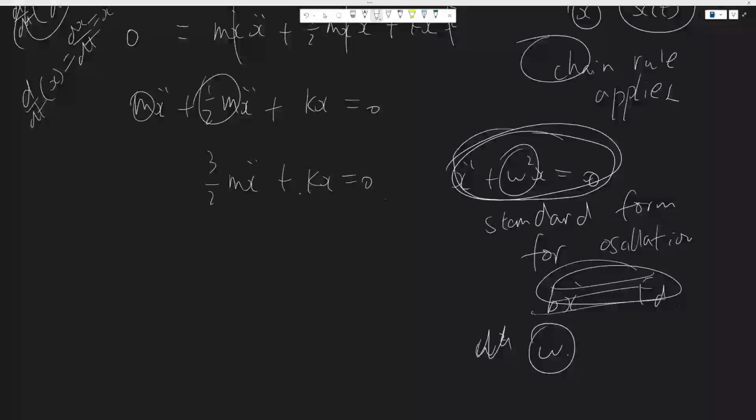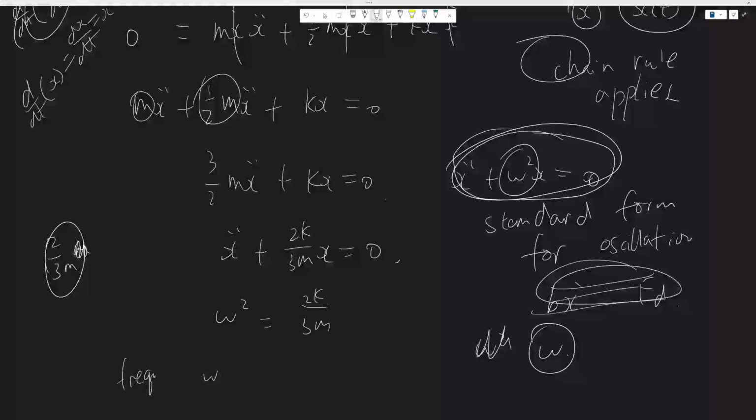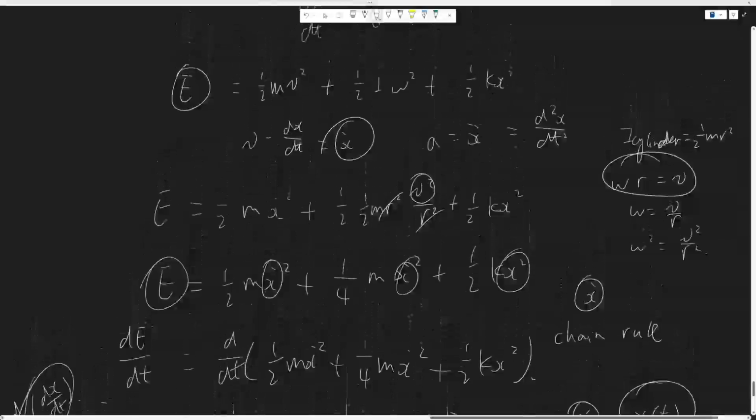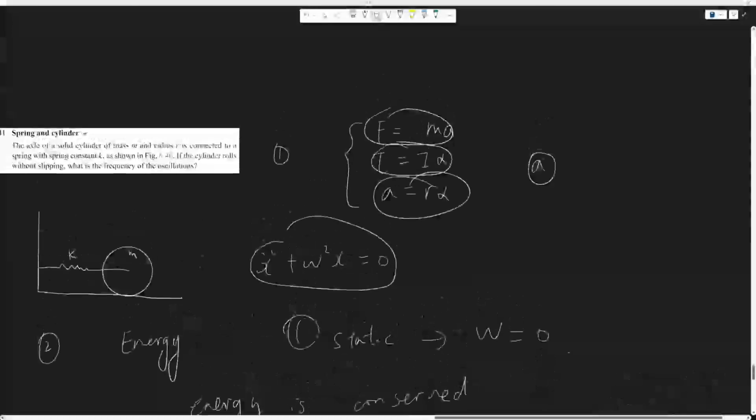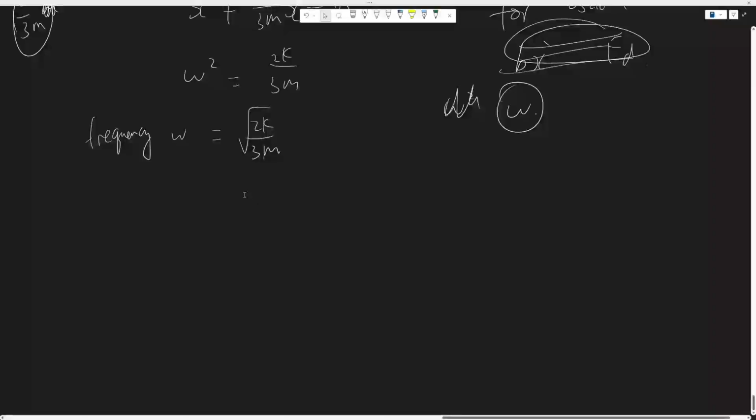And so now let's try to do that. Let's try to remove the coefficient in front of x double dot. So why don't we divide by 3 over 2 m. Then we would get x double dot plus 2k over 3m x equals 0. And so we know that omega squared is 2k over 3m, and so omega, the frequency, is the square root of 2k over 3m. And the question was asking for the frequency of the oscillation. And so the square root of 2k over 3m is the answer to this question.